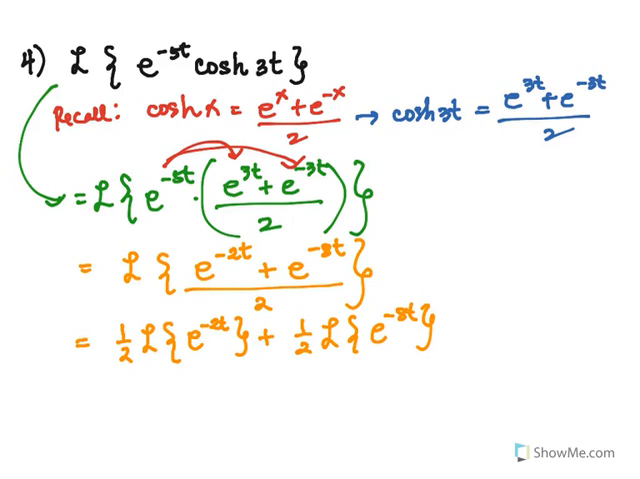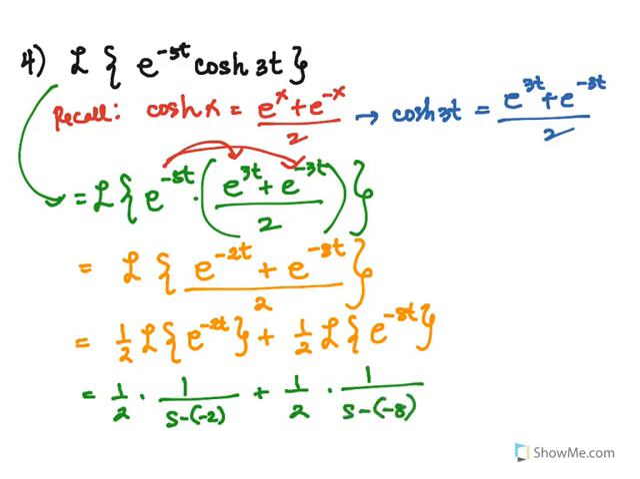So using the Laplace transform of e to the kt, which is 1 over s minus k, we have here 1/2 times 1 over s minus minus 2. Our k is negative 2 here. And then for the second term, that's 1/2 times 1 over s minus minus 8. So simplifying further, you get 1 over 2 times s plus 2, and then plus 1 over 2 times s plus 8.